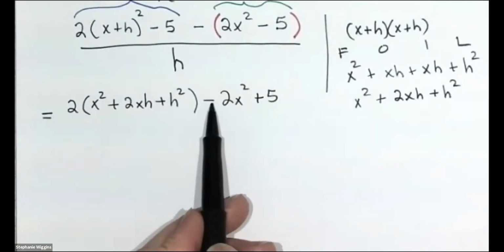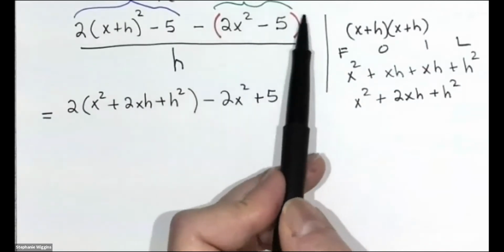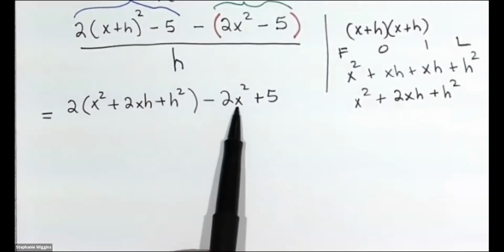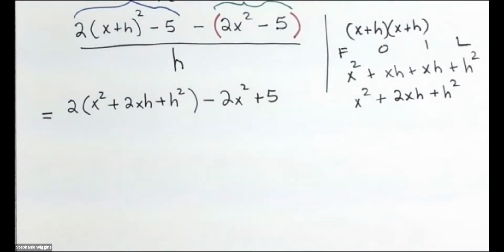Notice that I distributed the negative here because it's the negative of this whole thing. So it becomes negative 2x squared. Double negative is plus 5. Okay?